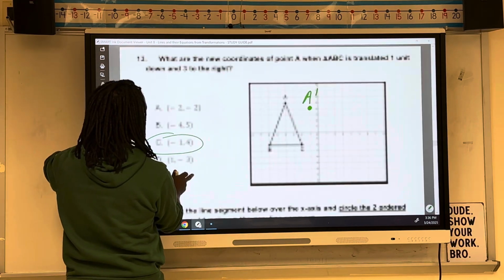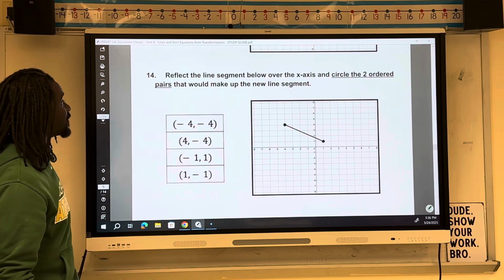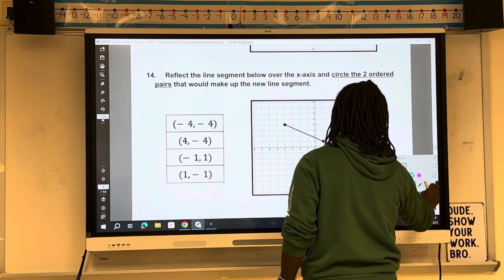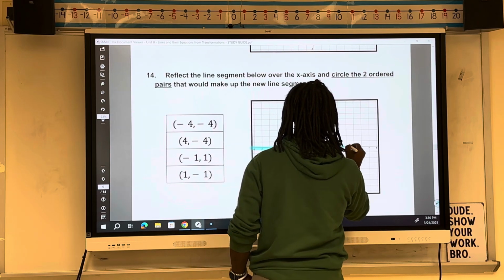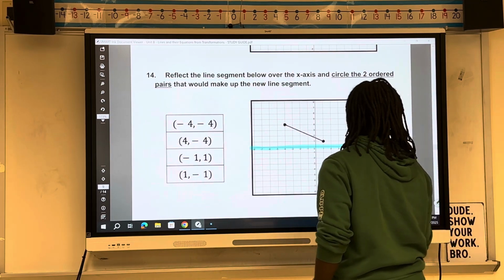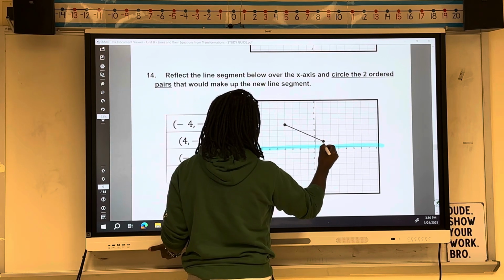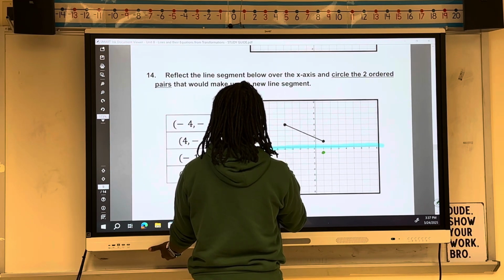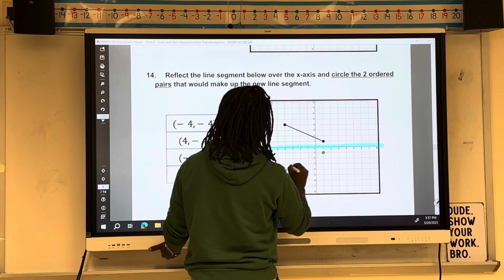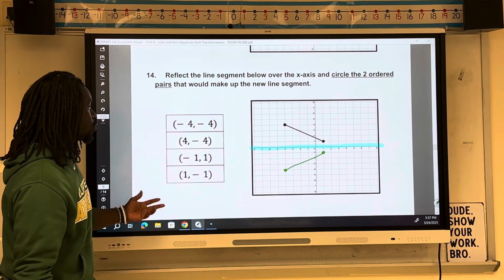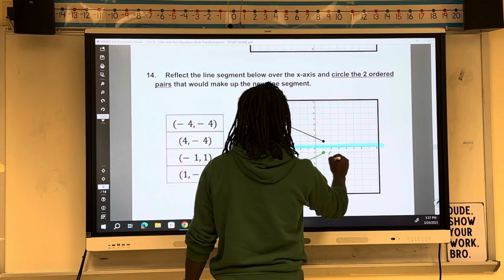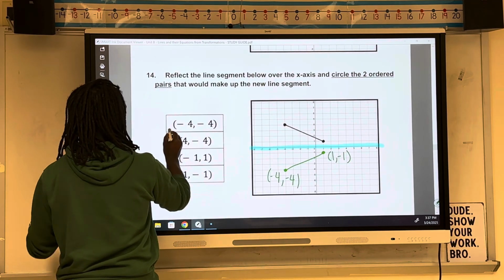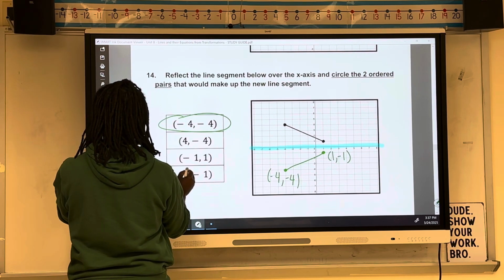Easy money. For the next one, we are reflecting this line segment over the x-axis. I'm gonna highlight my x-axis so I know which one I am flipping it over. I'm gonna count the number of spaces it is from the line, then go on the other side. That is 1 across, and then 1, 2, 3, 4, 1, 2, 3, 4. Then I can just connect my dots. What are the ordered pairs for those points? This one is 1, -1, and this one is -4, -4. So those are my answers: -4, -4, and 1, -1.